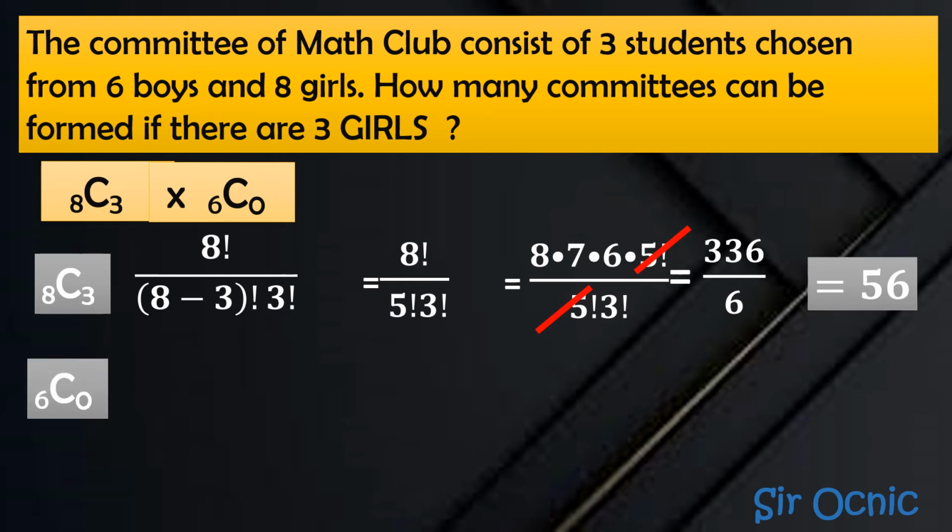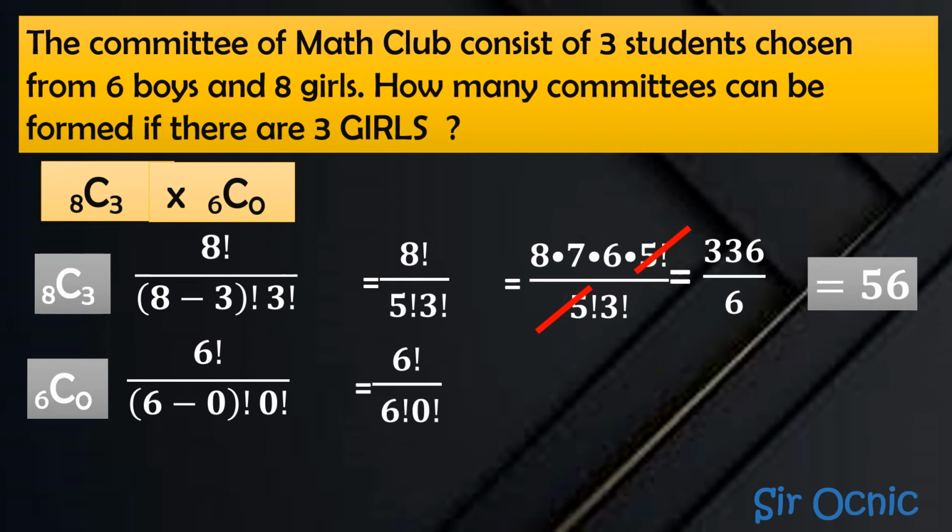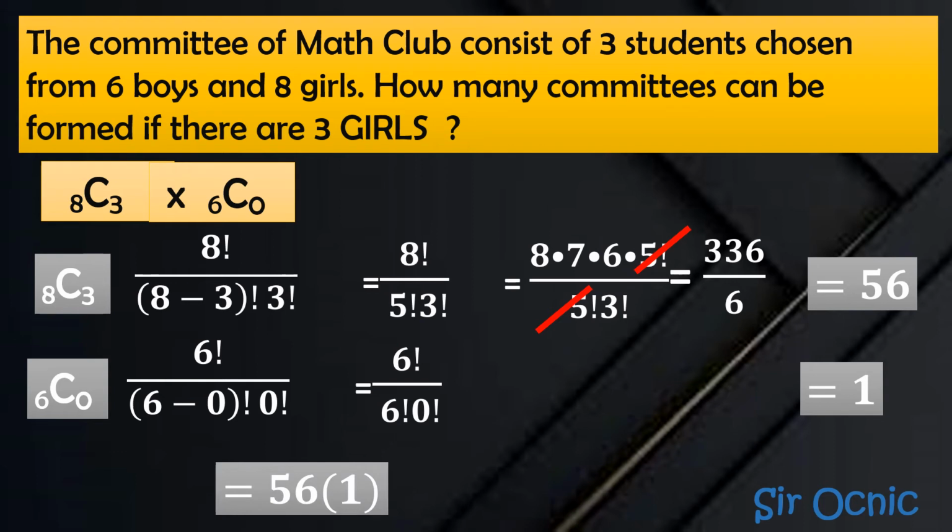Let us now have 6C0, or a combination of 6 taken 0 at a time. That is equal to 6 factorial over 6 minus 0 factorial times 0 factorial. 6 factorial over 6 factorial times 0 factorial is simply equal to 1. Multiplying 56 by 1, that is equal to 56. Therefore, we have 56 committees that can be formed if there are 3 girls.